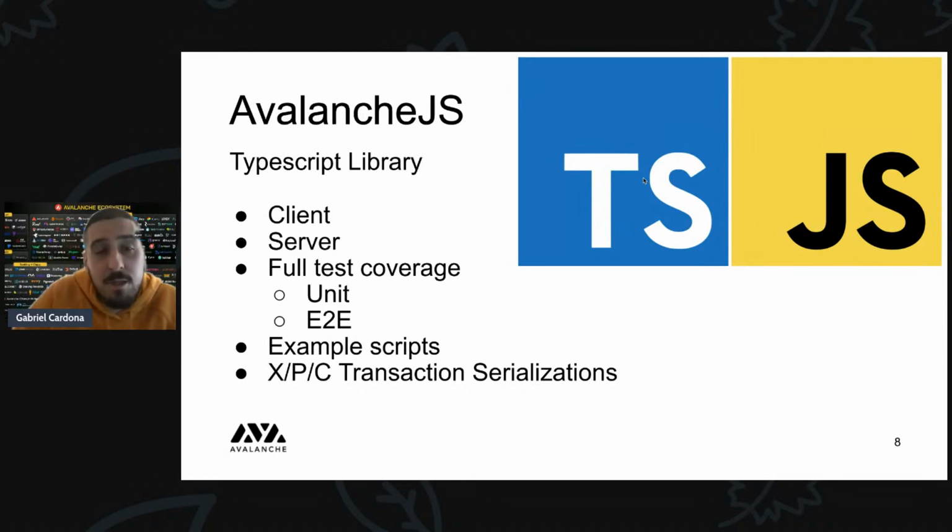Okay, so now we got AvalancheJS. This is the library that I've been helping to maintain since I've been on the team. This is our TypeScript library for interacting with the Avalanche platform. And because it's built with TypeScript, it supports both the client and the server. So you can do browser apps, you can do Node.js, whatever.